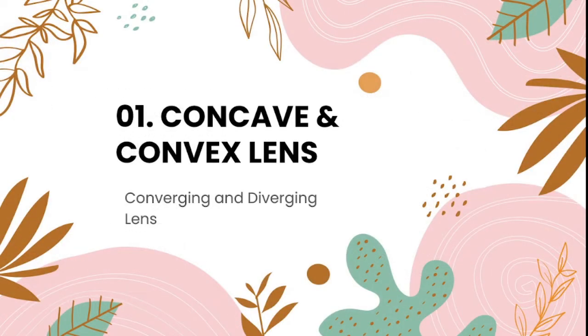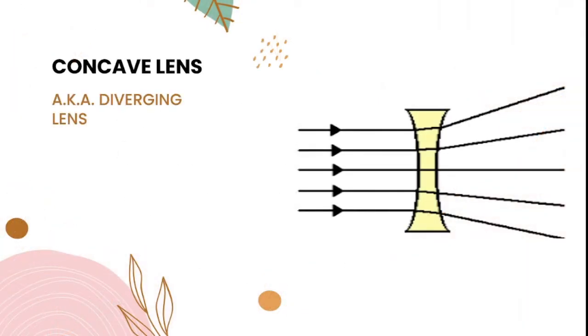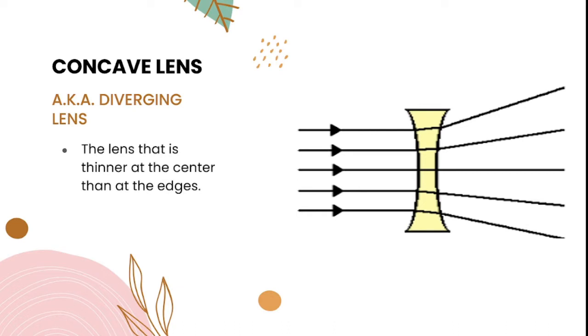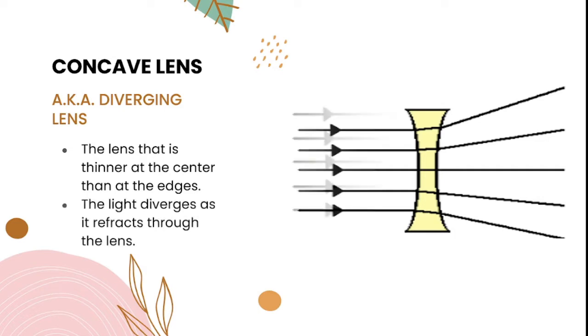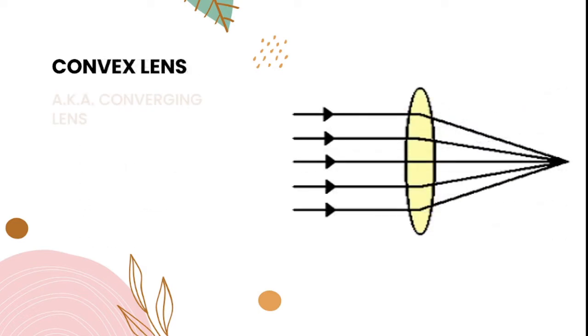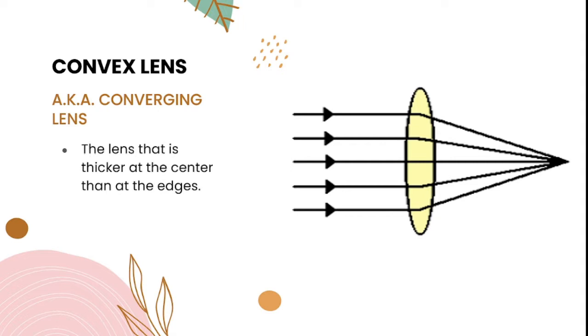Let's now differentiate concave and convex lens. Concave lenses are also known as diverging lenses because the light diverges as it refracts through the lens. It is a type of lens that is thinner at the center than at the edges. Convex lenses are also known as converging lenses because the light converges as it refracts through the lens. It is a type of lens that is thicker at the center than the edges.